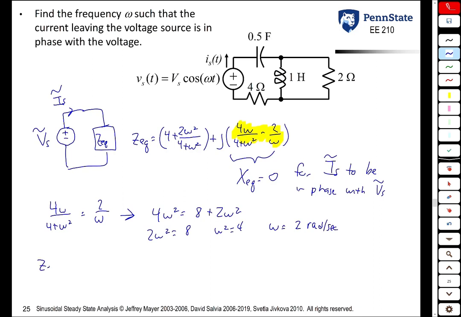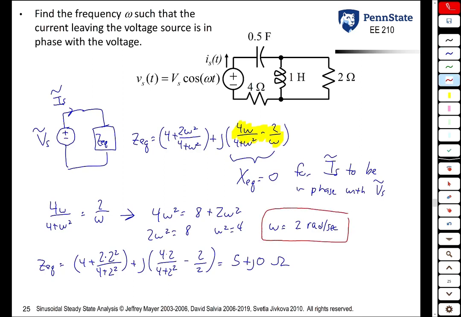And you can verify by plugging 2 into the expression above that Z equivalent is 4 plus 2 times 2 squared over 4 plus 2 squared, plus j times 4 times 2 over 4 plus 2 squared minus 2 over 2. You get 5 plus j0 ohms. So the answer is, if we are operating this circuit at a frequency of 2 radians per second, the current leaving the voltage source will be in phase with the voltage.